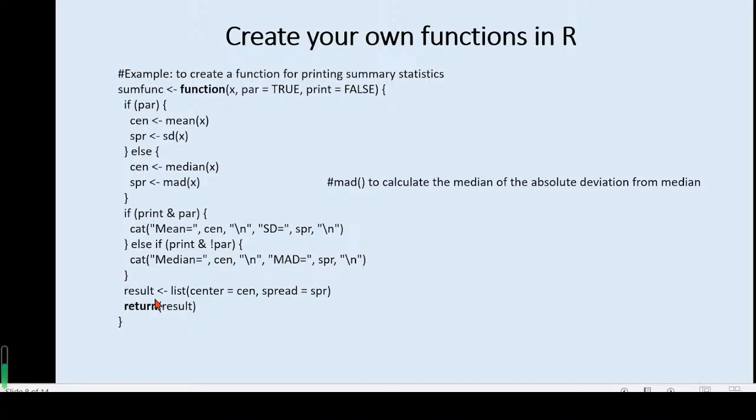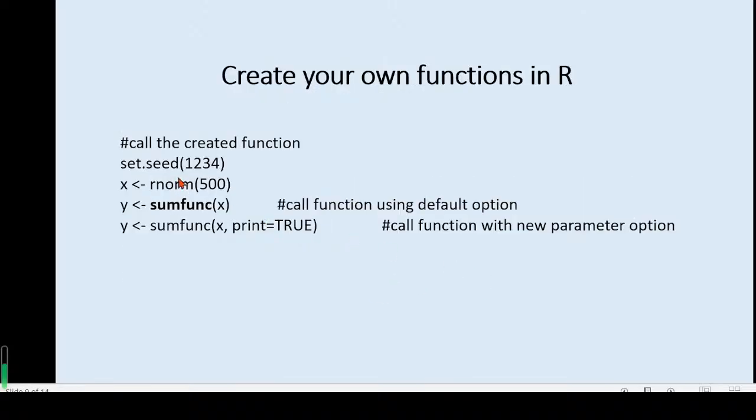Then the result will be a list type object created with the center as SCN and spread as SPR, then we return this result. So we can call the function, for example, with x as 500 random numbers, normally distributed. Then we can call this function with the argument print is true because print default is false.